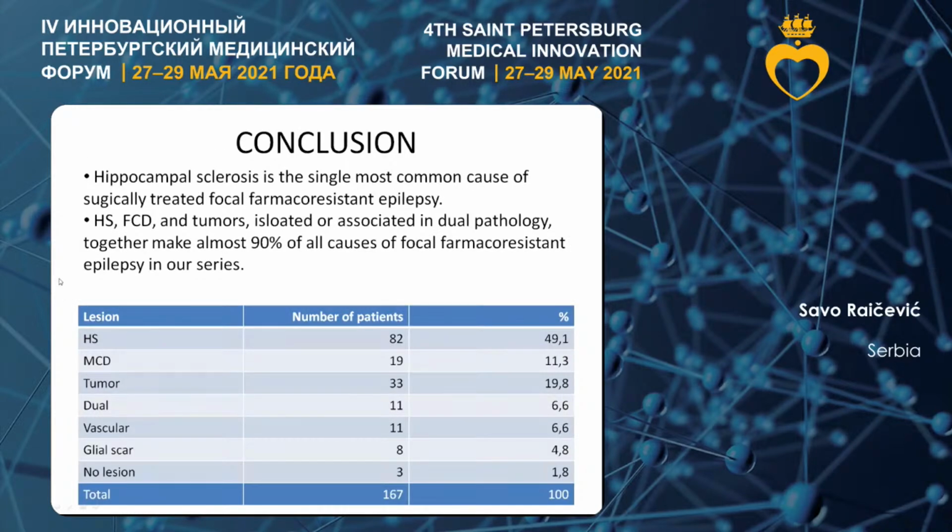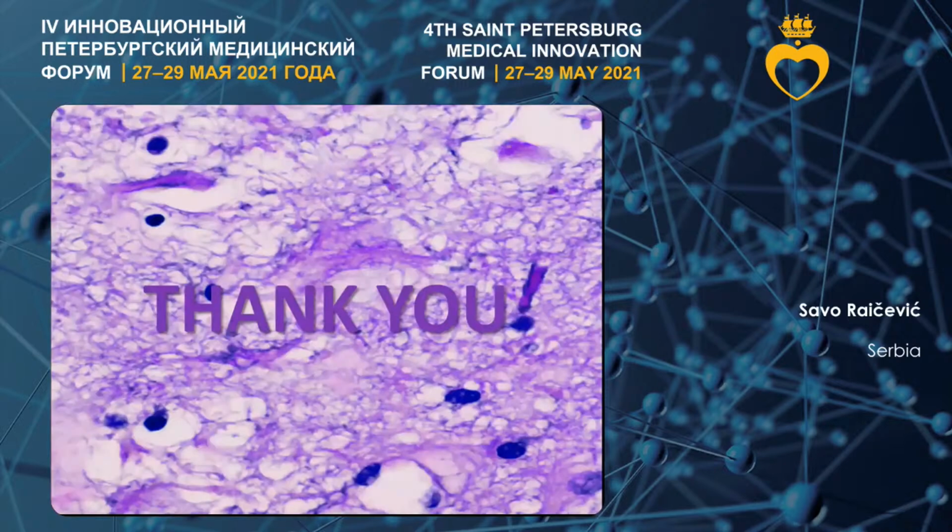In conclusion, we see that hippocampal sclerosis is the single most common cause of surgically treated focal pharmacoresistant epilepsy. Hippocampal sclerosis, cortical dysplasia and tumors, isolated or associated in dual pathology, together make almost 90% of all causes of focal pharmacoresistant epilepsy in our series. And if you have a patient with a long-standing epilepsy that is lesional, that is amenable for surgical resection, it is most probable that his lesion will be one of these 4 lesions in the top of the table.